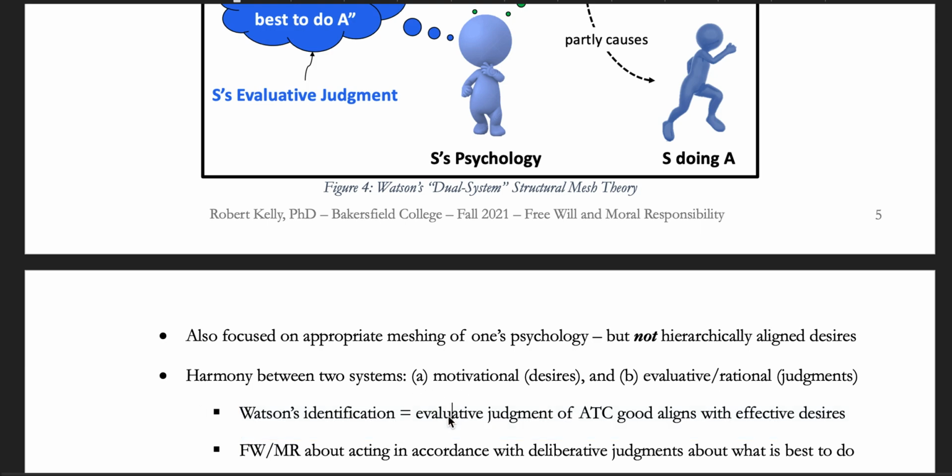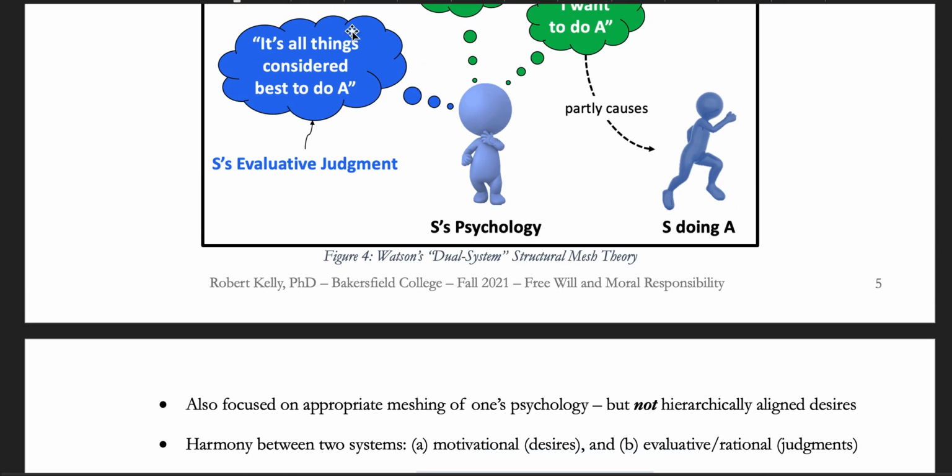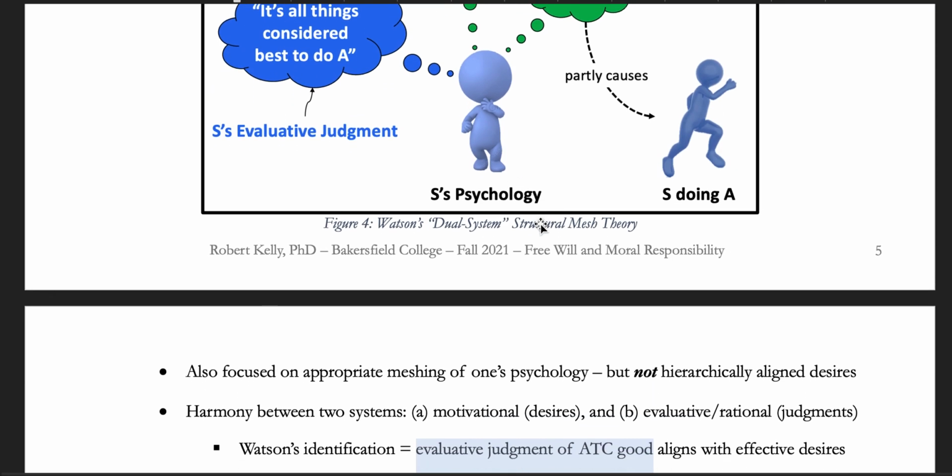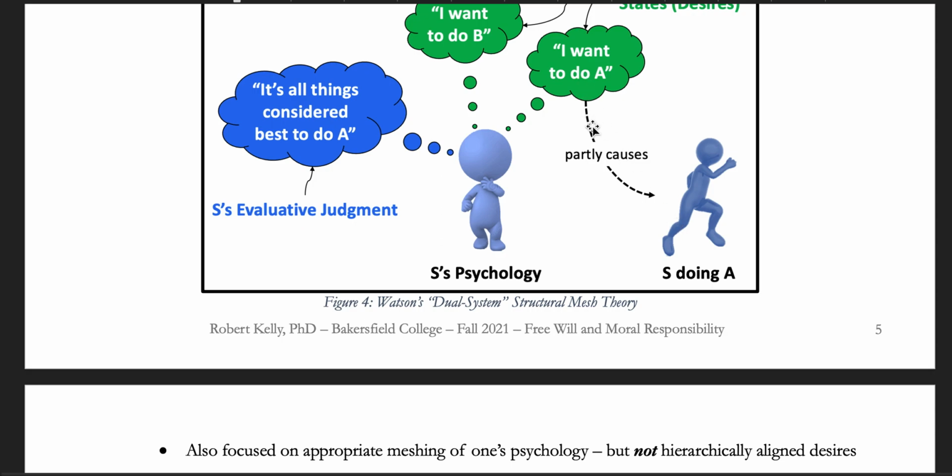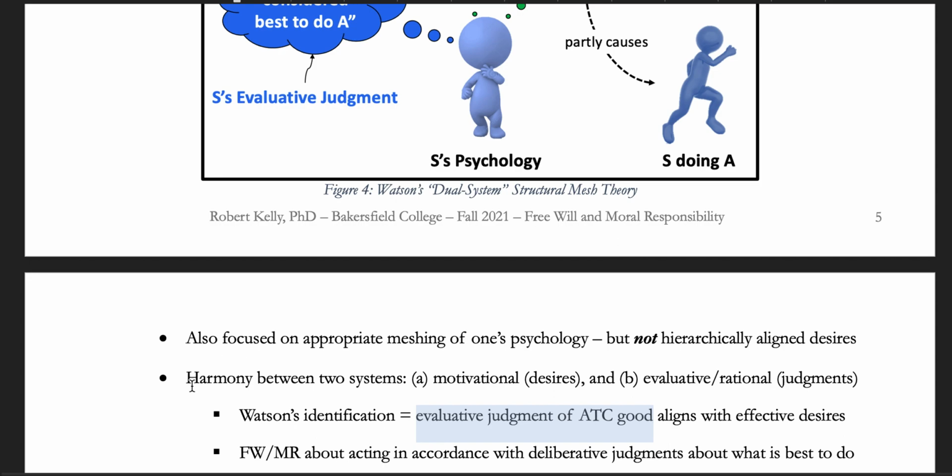Okay, your evaluative judgment of the all things considered good. That means taking into account all the relevant evidence that you have. When your evaluative judgment of what it is all things considered good to do aligns with your desires, with your affective desires, your desires that cause you to do things, when you have a desire that causes you to do something, and that aligns with your evaluative judgment, that is identification for Watson. That's what it means for your action to sort of truly represent who you are.